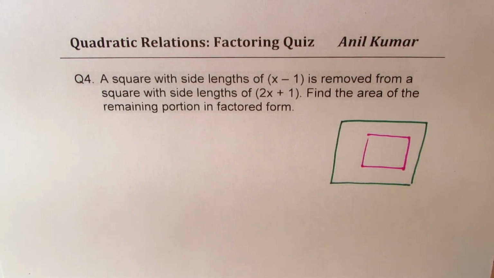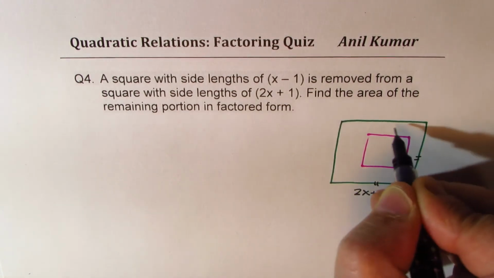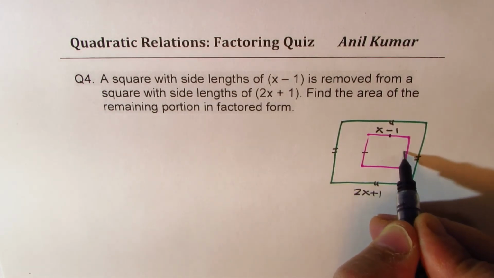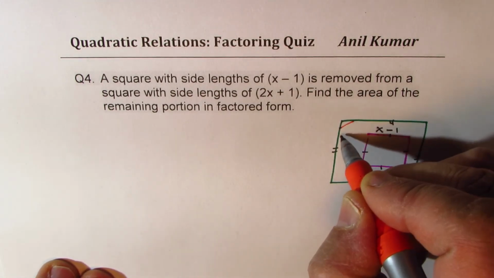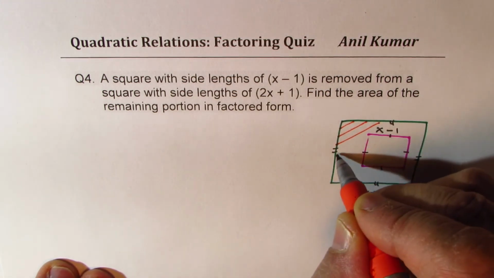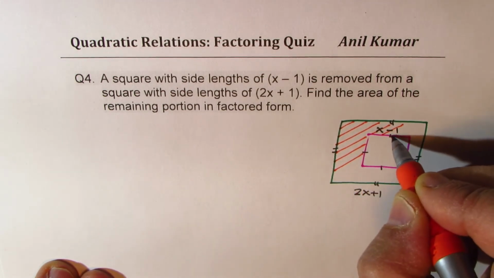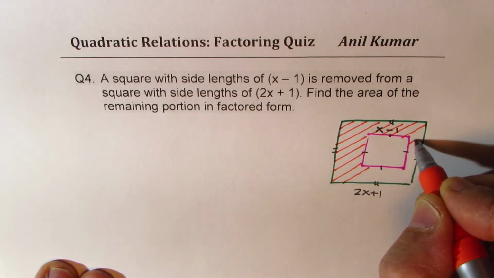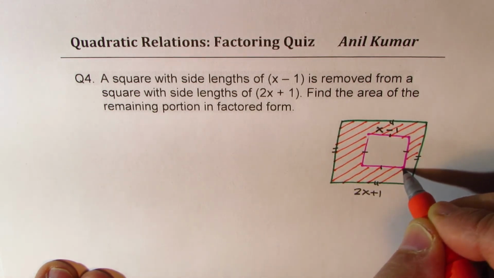Okay, the dimensions are given as 2x plus 1 for the bigger square and x minus 1 for the smaller square, right? We need to find the remaining area. Once you remove the smaller square from the bigger square, that means this is the area which we need to find. How are you going to do it? And that too in factored form. So I'd like you to pause the video, answer this question, and then look into my suggestions, correct?